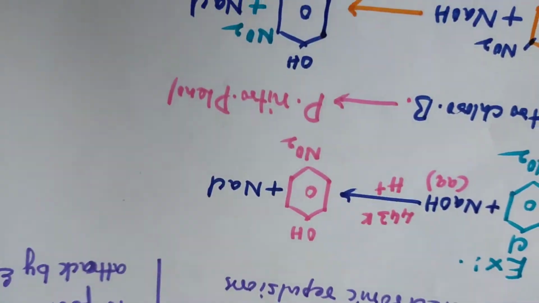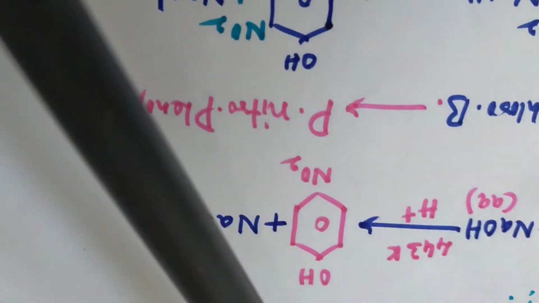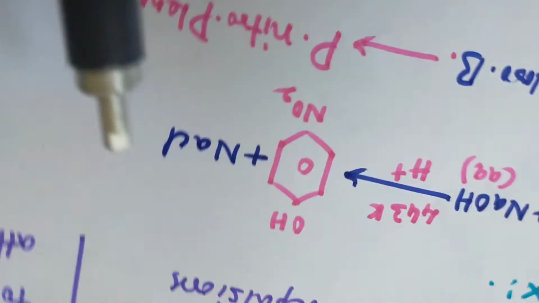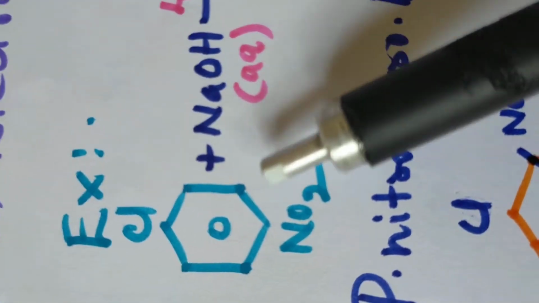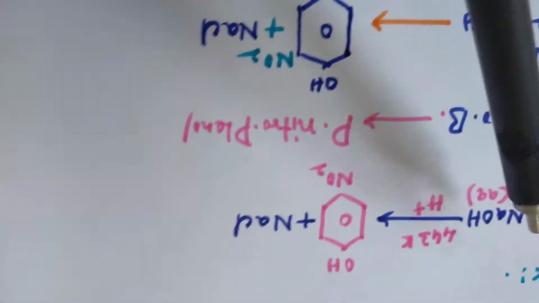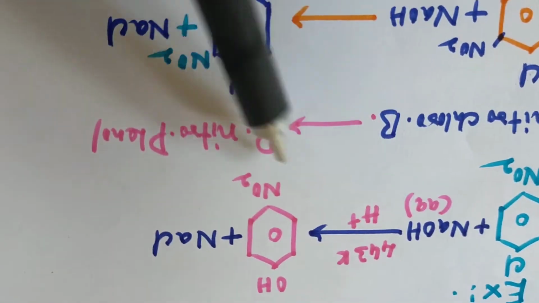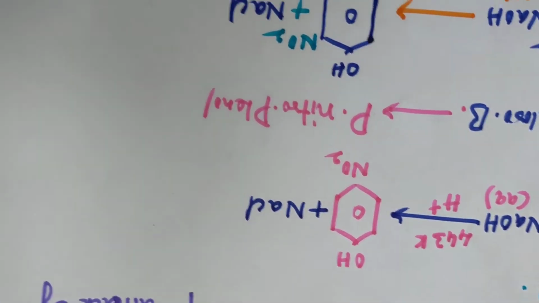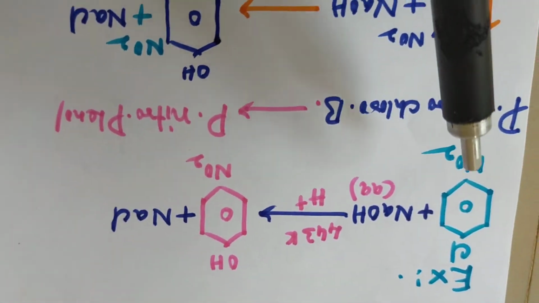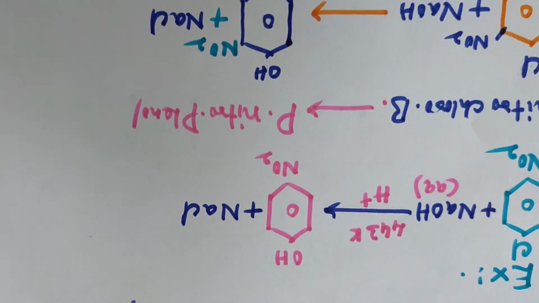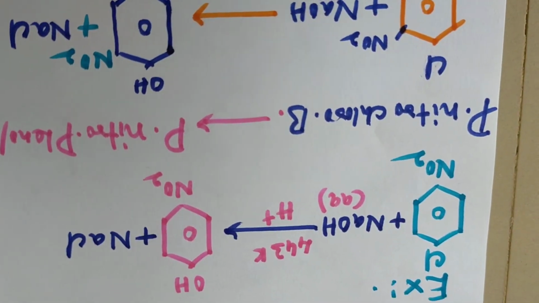Here is an example for the electrophilic substitution reactions. First we go for nucleophilic substitution reactions. Here are the nucleophilic substitution reaction examples. Come to this one. Here is a nitro group and then chlorine. Both atoms are there. This is para nitrochlorobenzene. The position is para, as we already learned.